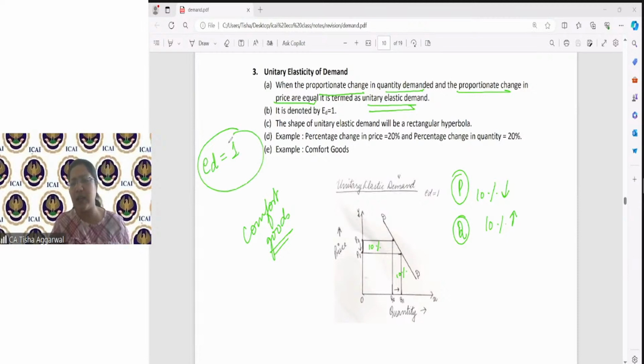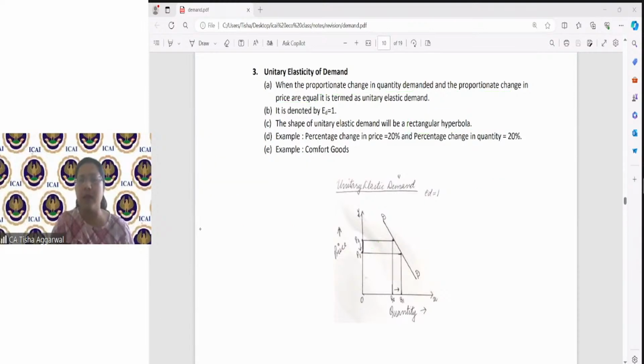When I say ED is equal to 1, what does that mean? That means the diagram is going to be a rectangular hyperbola. That means the area beneath the graph is always going to be equal. Which kind of products are going to come here? They are the comfort goods. People do not go absolutely crazy for buying that particular product.